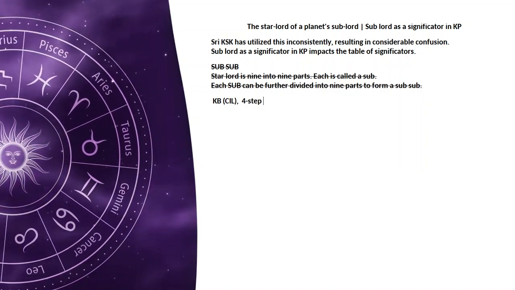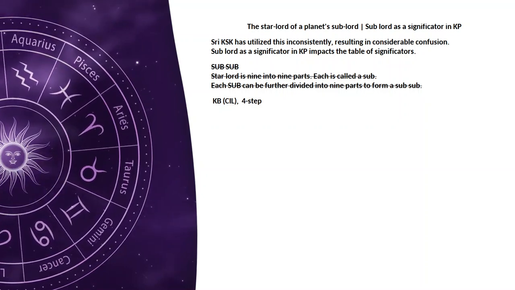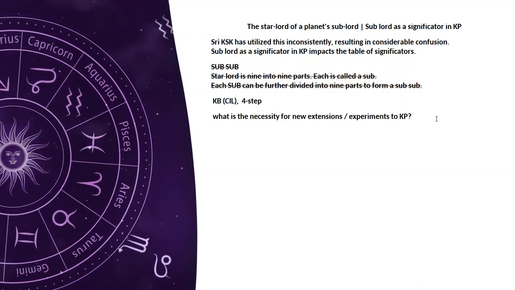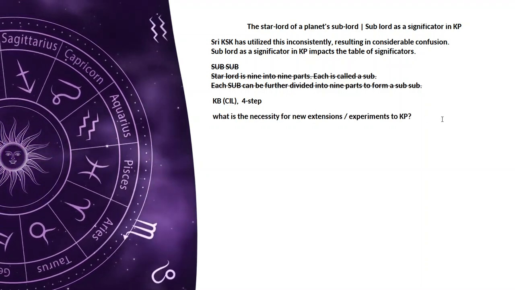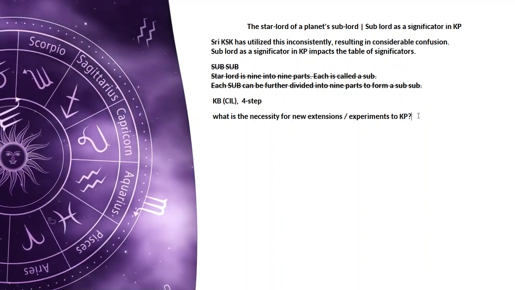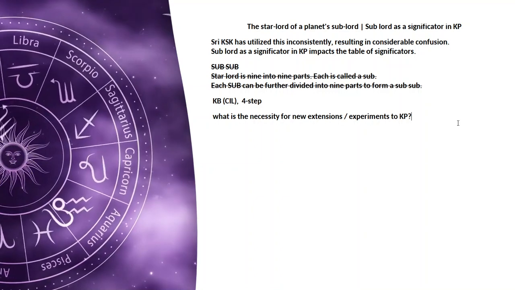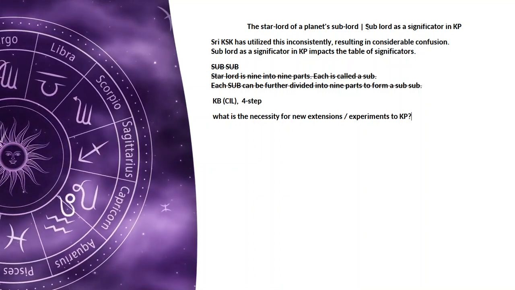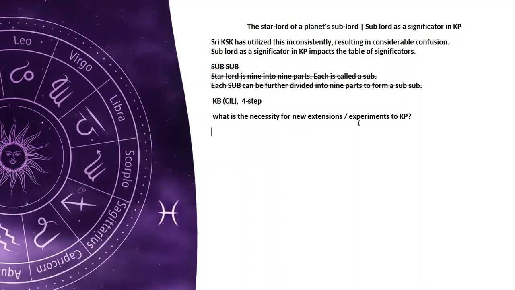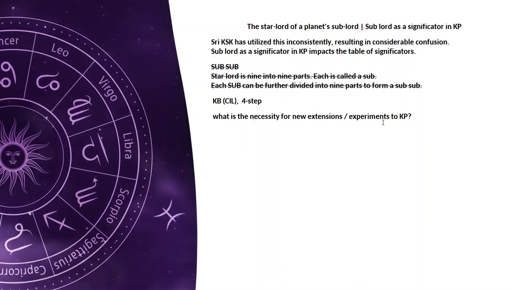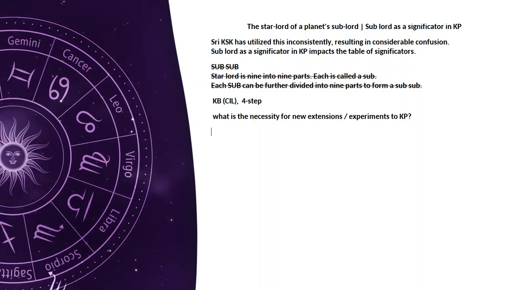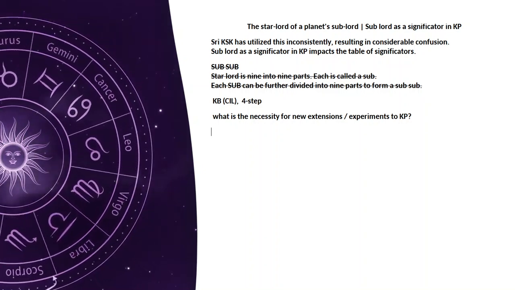So the question is, what is the necessity for new extensions or experiments in Krishnamurti Paddhati? Why do we need new concepts, new methods or new extensions? Even the sublord as a significator in KP is slightly different from the usual things that we tend to learn about KP predictive astrology.